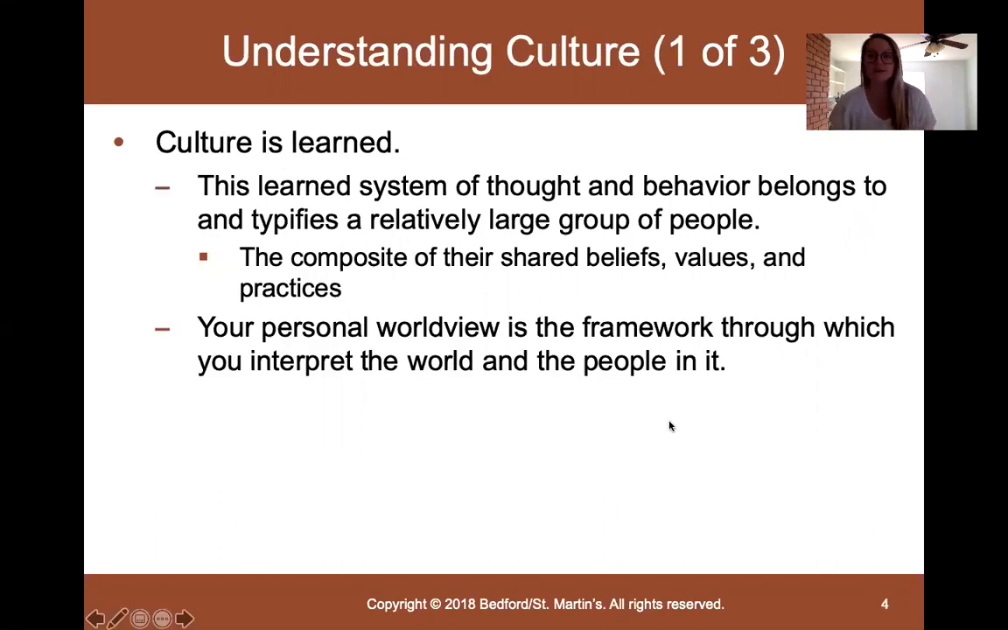All right, so something that's really important for us to know about culture is that culture is learned. This is a learned system of thoughts and behaviors that belongs to and typifies a relatively large group of people. It's the composite of a person's shared beliefs, values, and practices, and your personal worldview is made up of the framework through which you interpret the world and the people in it. So your worldview is different than anybody else's worldview because it's based on the way that you were raised, the shared beliefs of your family and friends that you grew up with. So everybody has a different lens through which they see the world.